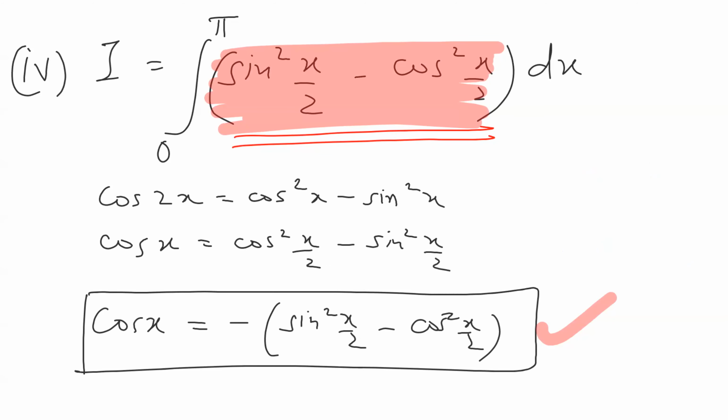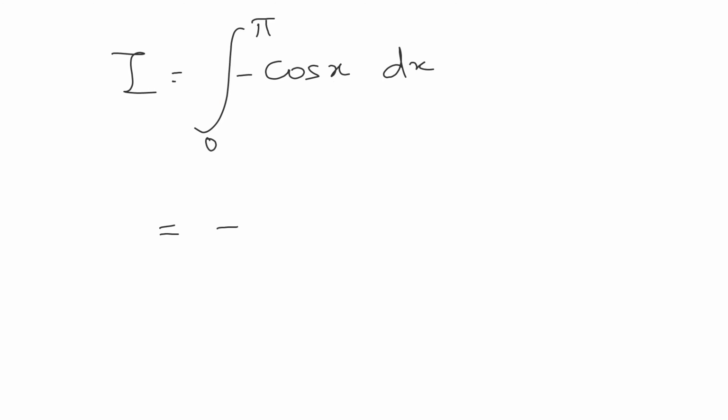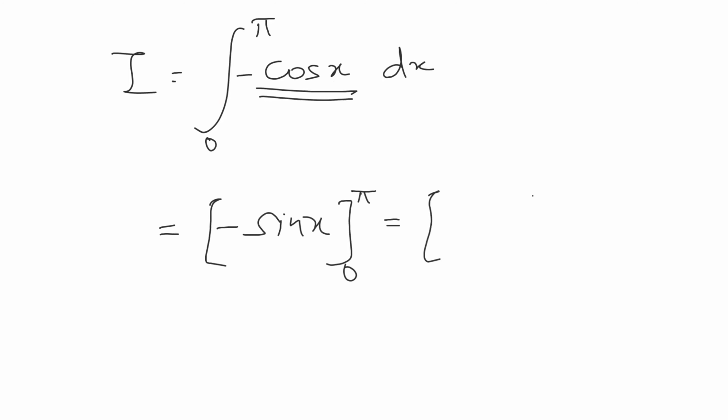Next step, integration of minus cos x dx. On the top, we are having pi. Down, we are having 0. So minus sign outside. And what is the integration of cos x? Sin x. Integration of cos x is sin x. Let's put a bracket over here, 0 to pi. After this, box bracket minus box bracket.